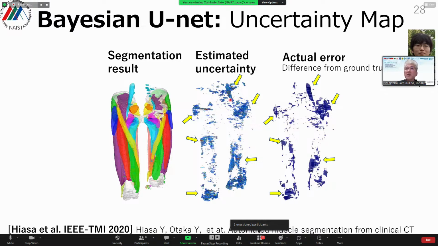For example, this missing structure is very uncertain. In a clinical situation, if clinical people observe this uncertainty, they can check whether this part is correct or not, and whether they should modify this part or not. So you can check only these parts. If this is actually a very difficult case, a lot of uncertain parts are shown, but usually not so many.